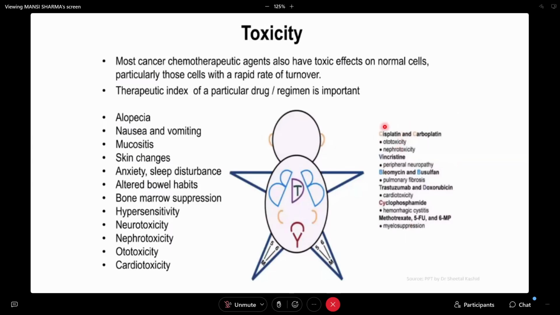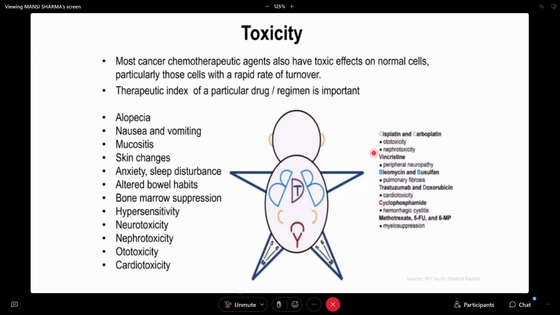For example, cisplatin and carboplatin cause ototoxicity and nephrotoxicity. Cisplatin definitely more than carboplatin. In the patient that I explained to you about recently, we offered him carboplatin, although again, it's not standard of care. We have other better drugs, but this is just an example to let you know.